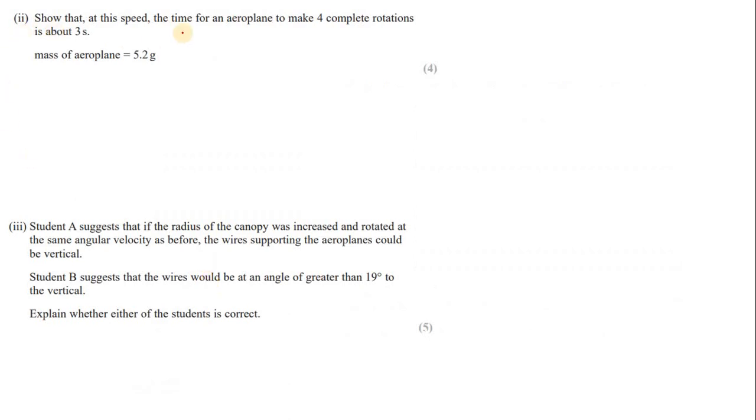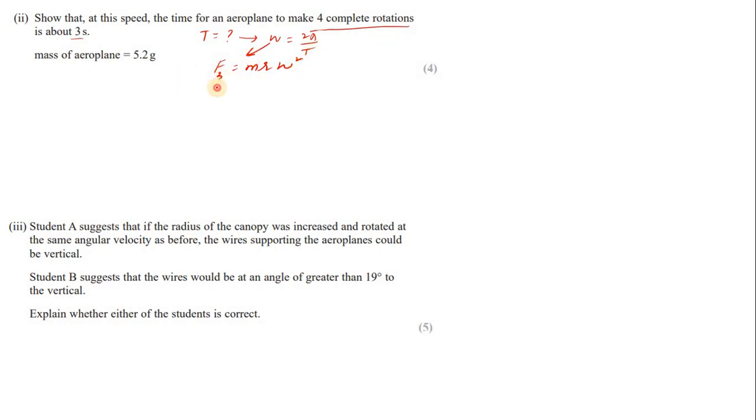Show that at this speed, the time for an aeroplane to make 4 complete rotations is 3 seconds. Mass is given. So we need to find the time for 4 rotations. The idea is we are going to find first the time for 1 rotation, and then multiply by 4, we have t. And this t we can find from omega is equal to 2 pi by t. But we do not have omega. This omega we can find from centripetal force F equal to m r omega square. And that's what we need to do.